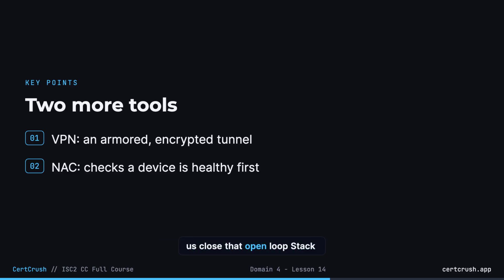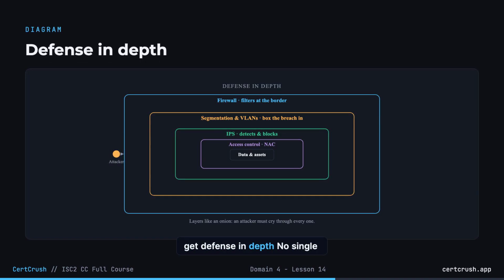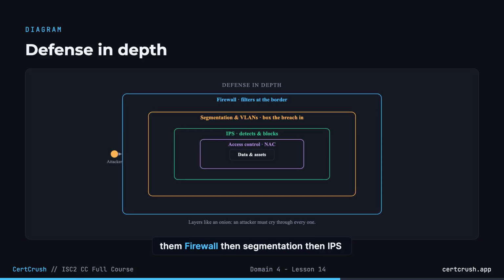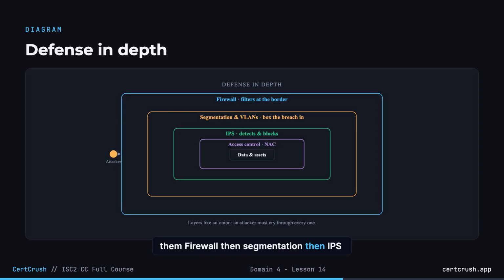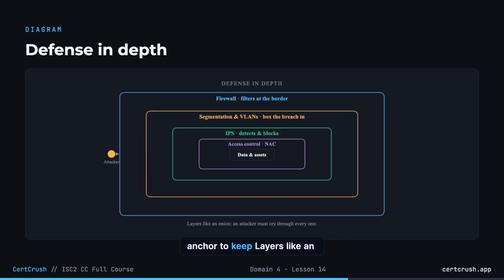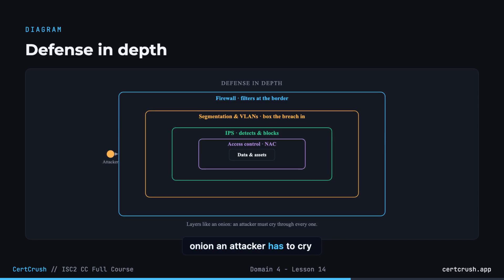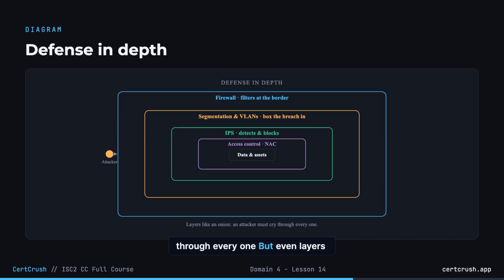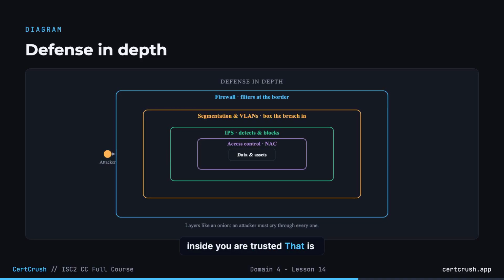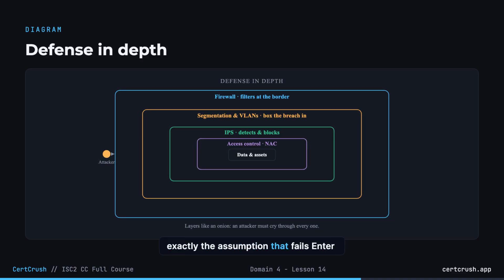Now let us close that open loop. Stack all of this together, and you get defense in depth. No single wall is enough, so you layer them. Firewall, then segmentation, then IPS, then access control. Here is the anchor to keep. Layers like an onion, an attacker has to cry through every one. But even layers still assume that once you are inside, you are trusted. That is exactly the assumption that fails.